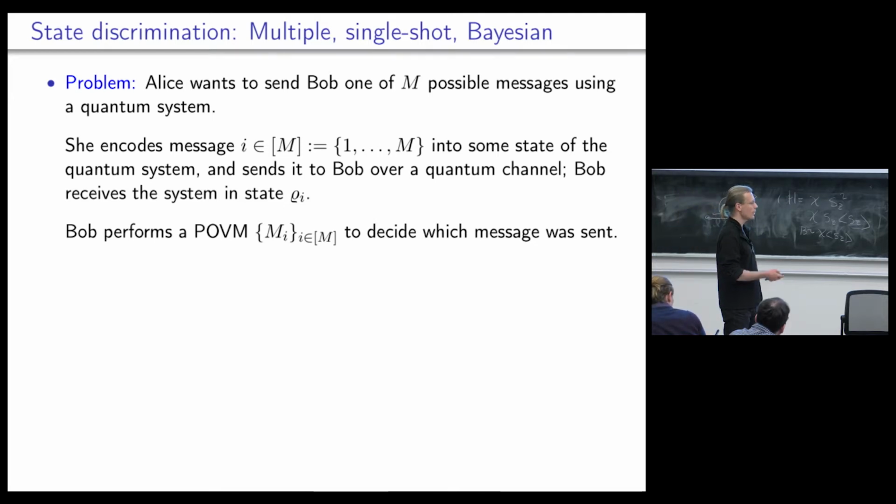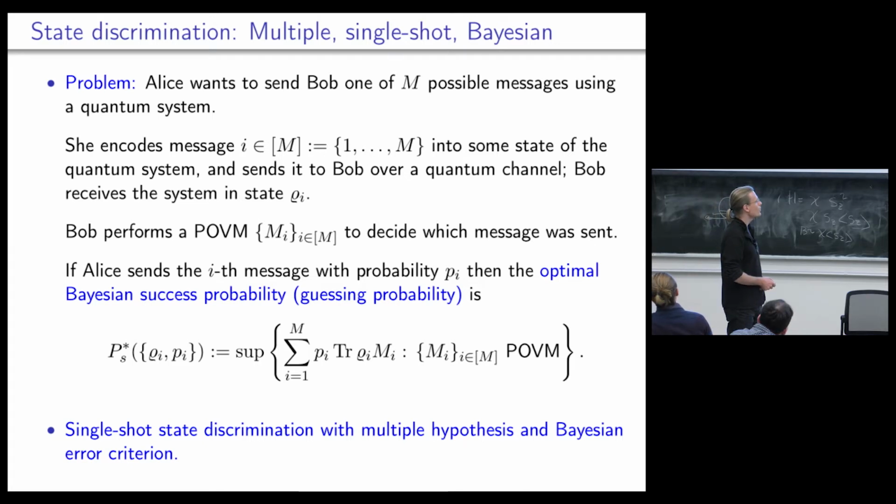And in order to decide which message Alice has sent, he performs a POVM with the same set of outcomes as the labels of the messages. And if he gets outcome i, then he decides that Alice has sent message i. Okay, so this is a very simple and very relevant information theoretic problem.